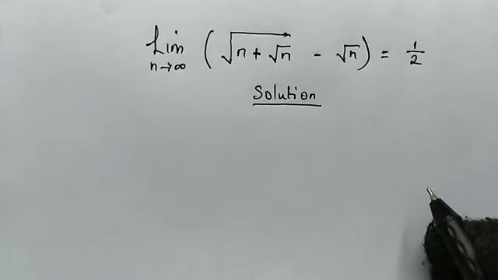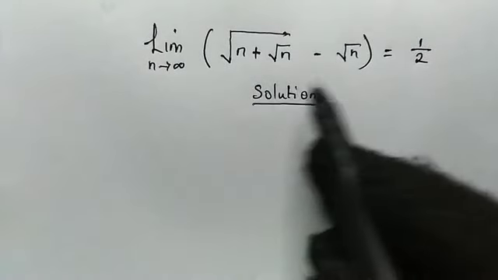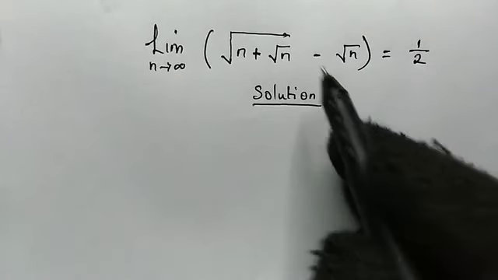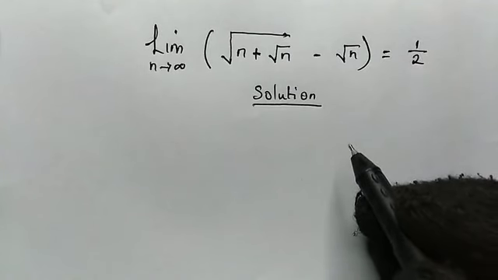In today's video, we're going to prove that the following given limit is exactly equal to 1 over 2. We have the limit as n approaches infinity of the square root of n plus root n minus root n. How exactly are we going to prove that this limit is exactly equal to 1 over 2?